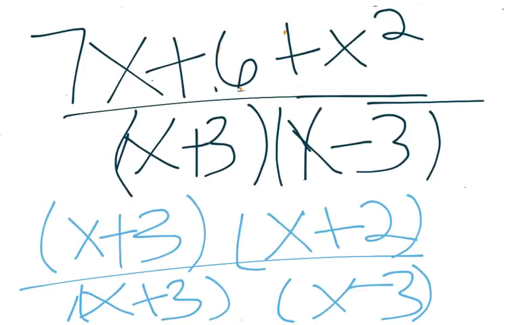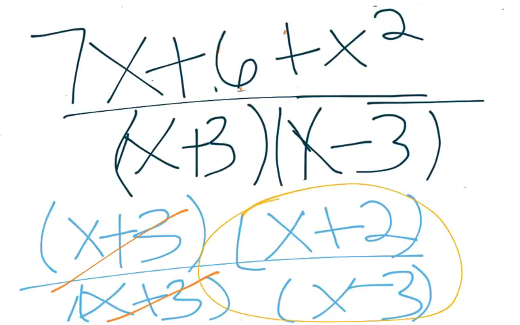Now that we've added all the numbers, you can also simplify this even more by factoring the numerator, which would give you x plus 3 and x plus 2 as your numerator. And then you could cancel x plus 3 from the numerator and the denominator since they're the same, which would give you your final answer of x plus 2 over x minus 3.